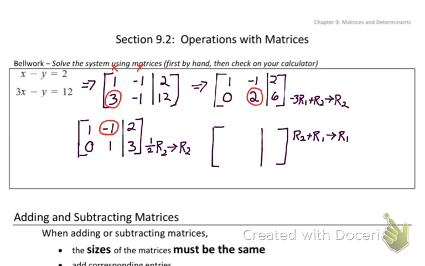0 plus 1, still 1. 1 plus a -1 is 0. 3 plus 2 is 5. And the bottom stays the same. We have 0, 1, 3. So my final answer is x equals 5. Y equals 3.